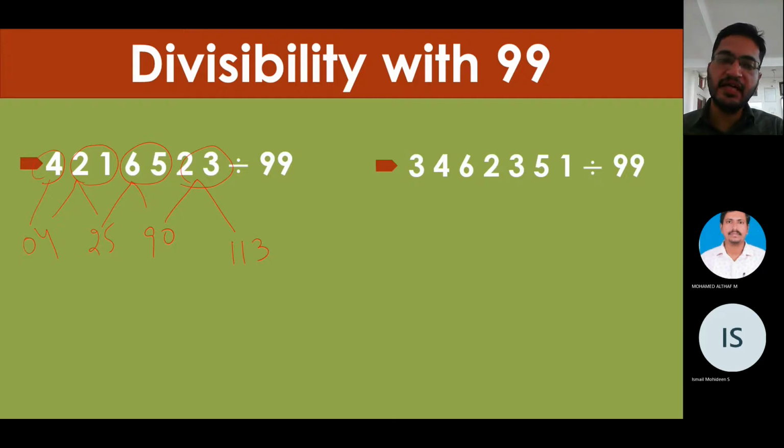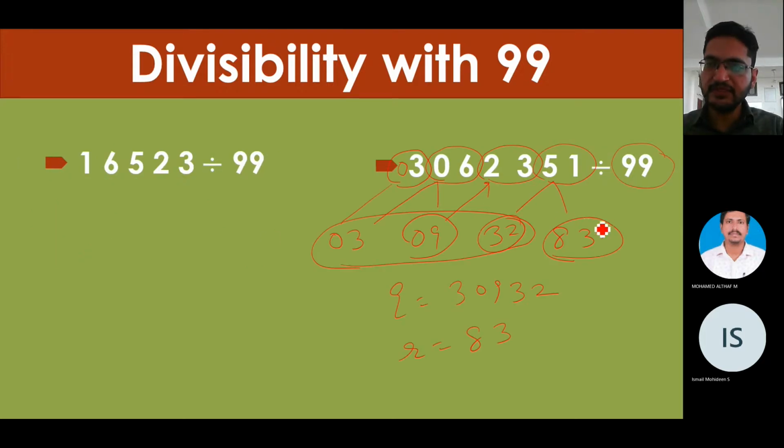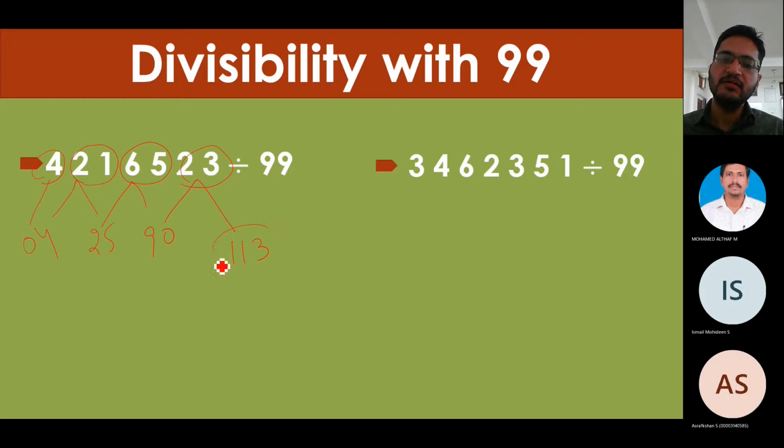Now in the last questions, the last sum was less than 99, but here we have 113, which is greater than 99. So again, as we did in the divisibility rule with 9, I will divide 113 by 99. The quotient is 1. So I will add this one to 113. It is 114.